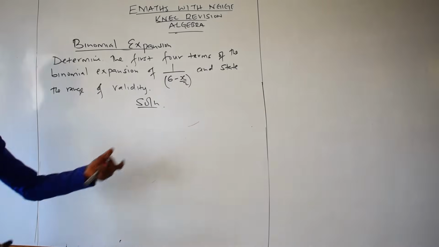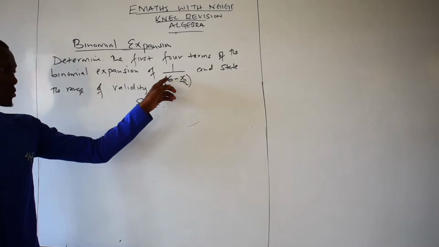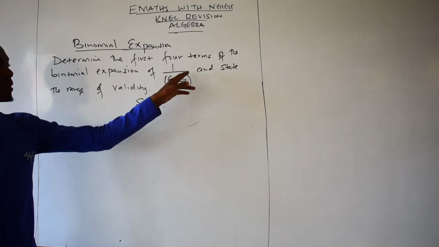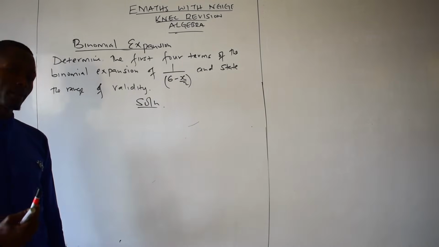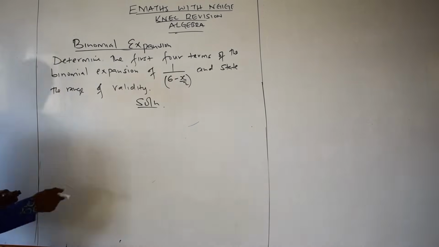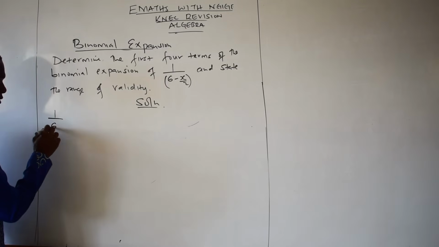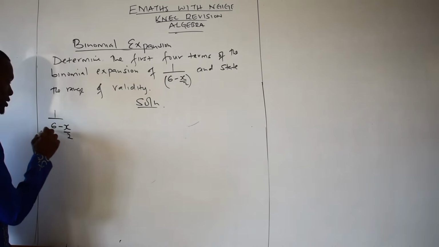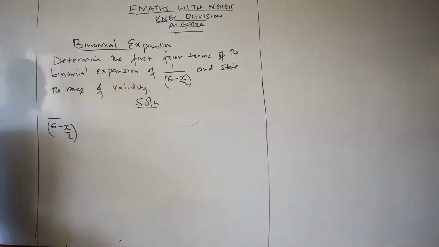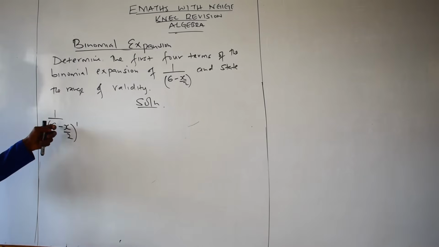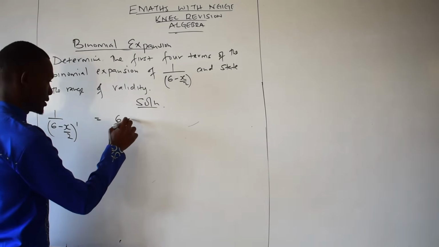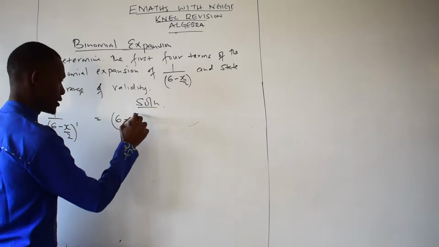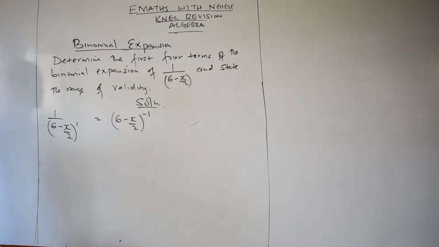Now what is the power in this expression here? Note that since you are not given any power, our power is 1, because anything to power 1 is just the same term. So 1 over 6 minus x over 2, this is to power 1. Then we bring the whole of this term to the numerator, so we have 6 minus x over 2, then to power of negative 1.